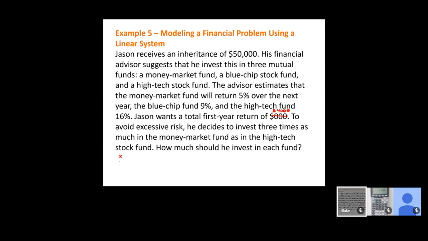Okay, X, Y, and Z is fine, right? So X, Y, and Z. All right, so what is X going to represent in this case? All right, that'll be our money market. What are we letting Y be then? The blue chip, okay? And that means that Z has to be the last one, which is our high tech. So this is how much money we're investing in each one of those funds now.